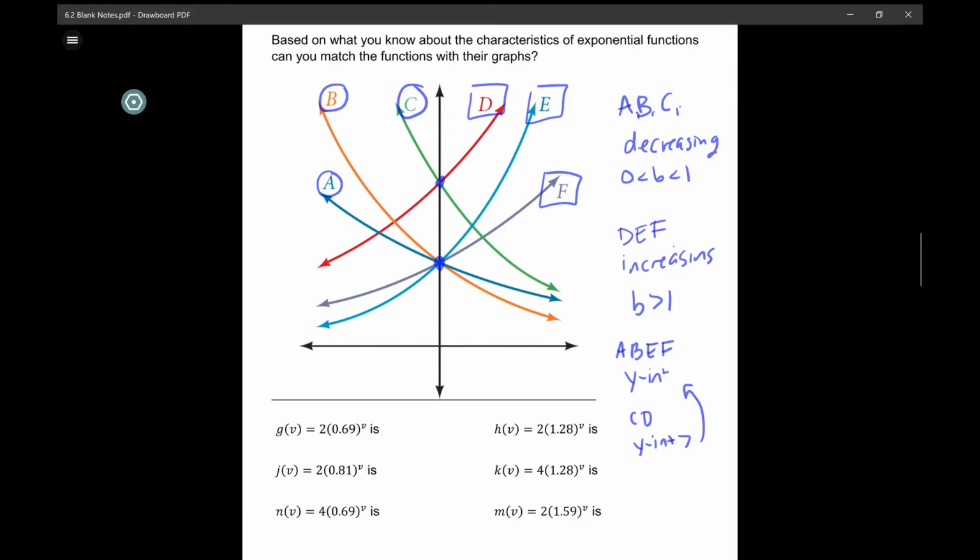Now if I go down and look at my functions, I'm going to start with that y-intercept value. Well, I see 2, 2, 4, 2, 4, 2. So here's my 2 with the bigger y-intercept value. So I know one of those has to be C and one of those has to be D.